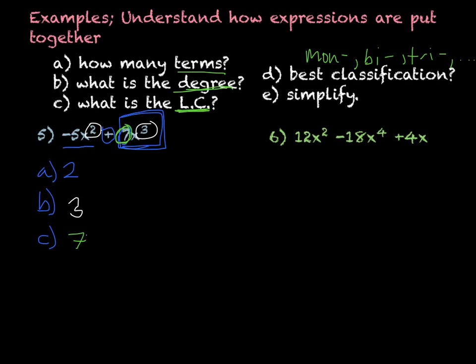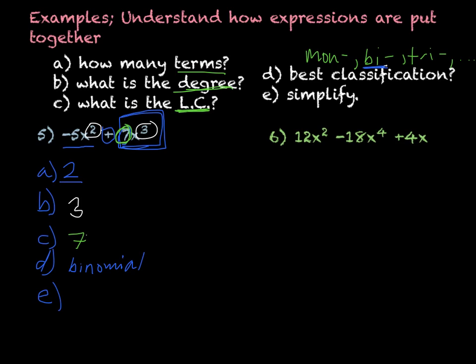The next one, what is the best classification? Classification goes back to how many terms there are. So there were 2 terms, so the prefix bi means 2, so that must mean that this is a binomial, because there are 2 terms.